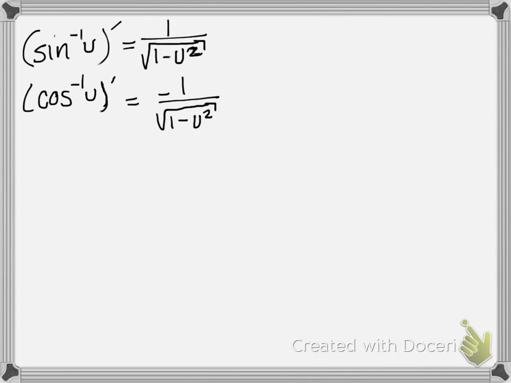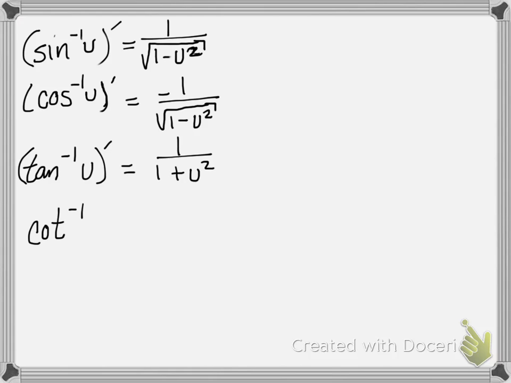And for the arctan of u, the derivative of that is going to be 1 over 1 plus u squared. And for arc cotan of u, the derivative is going to be equal to negative 1 over 1 plus u squared.